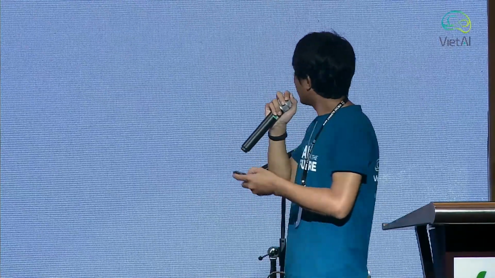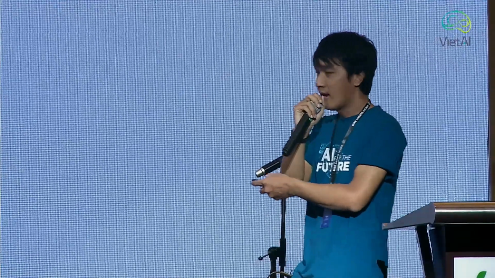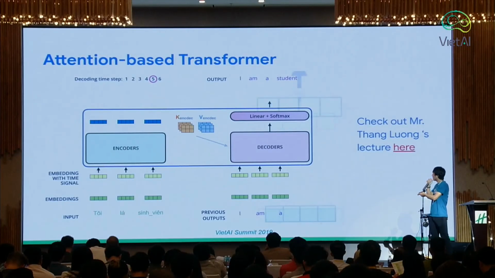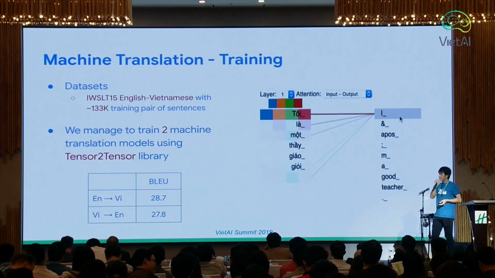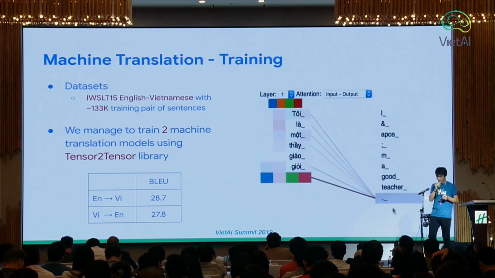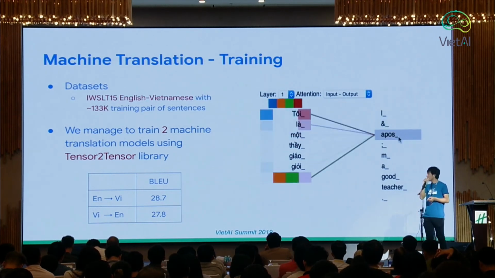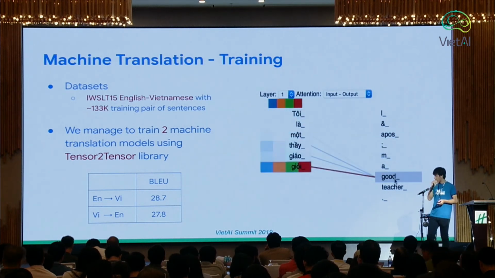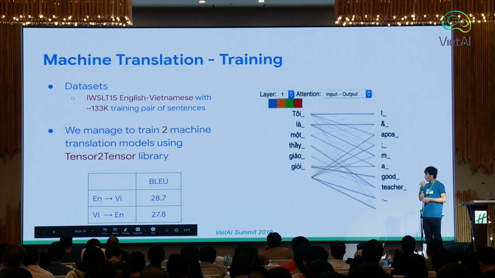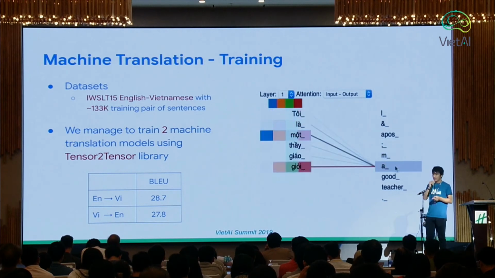In case you want to know more about the transformer, I think the lecture from Mr. Thang is a very cool lecture for you to check out, which has been recently published on our Facebook page. Okay, so for the training, we make use of the dataset IWSLT15 with probably 133 thousand training sentence pairs, and we managed to train two translation models using the tensor2tensor library, and our model achieved a BLEU score that is competitive with the current state of the art.